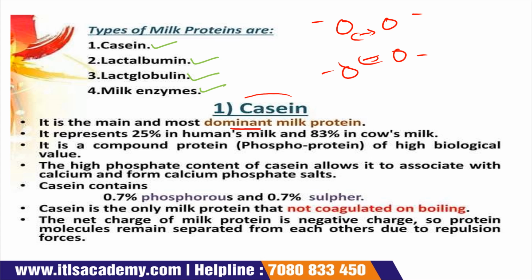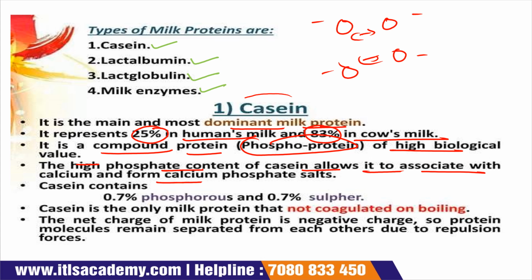It is the main and most dominant milk protein. It represents around 25% in human milk and 83% in cow milk. It is a compound protein, that is phosphoprotein of high biological value. The high phosphate content of casein allows it to associate with calcium and form a calcium phosphate salt. Casein contains around 0.7% of phosphorus and 0.7% of sulfur. Casein is the only milk protein that is not coagulated on boiling.